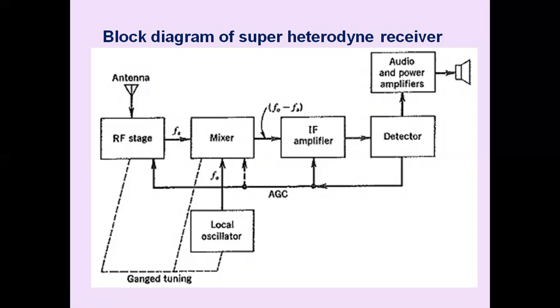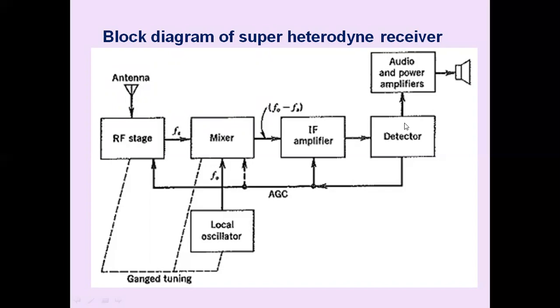So in the super heterodyne receiver, the incoming signal is combined with the locally generated frequency. The output of the mixer consists of an intermediate frequency containing the same modulation products as the original carrier. This F0 minus Fs contains the same message signal as that of Fs and is then amplified in the IF amplifier and detected to produce the original message signal.